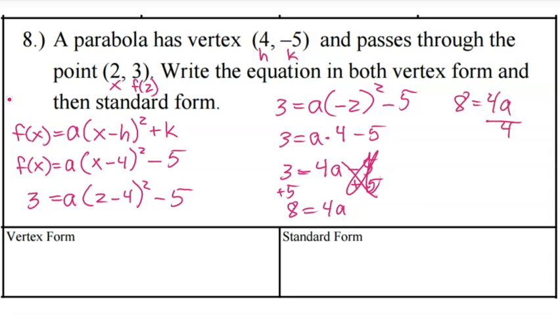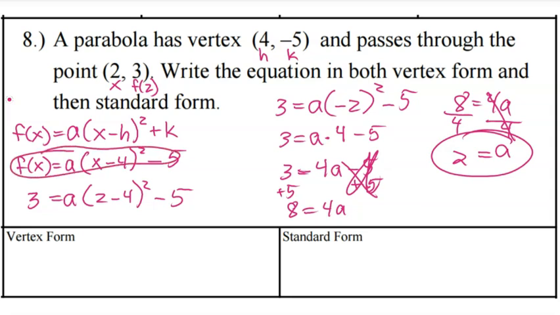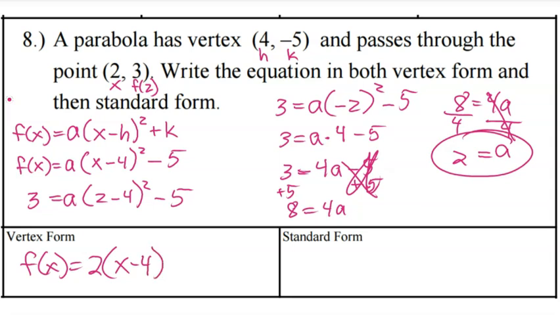I'm going to divide by 4 on both sides. 8 divided by 4 is 2. Cancel the 4's, and a is equal to 2. And therefore, this is a 2. So this is our vertex form, but we're going to put a 2 in for a. So f of x, vertex form, is f of x equals 2 times x minus 4 squared, and then minus 5. So there's our vertex form.